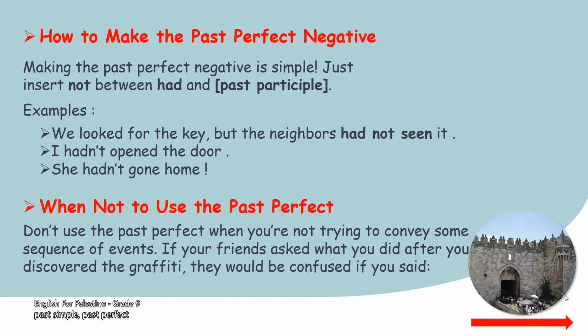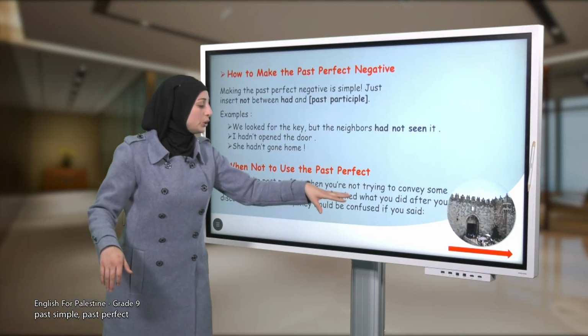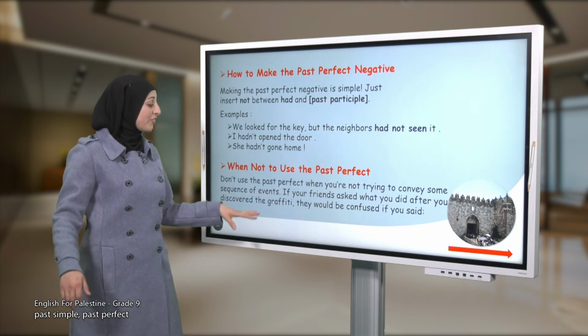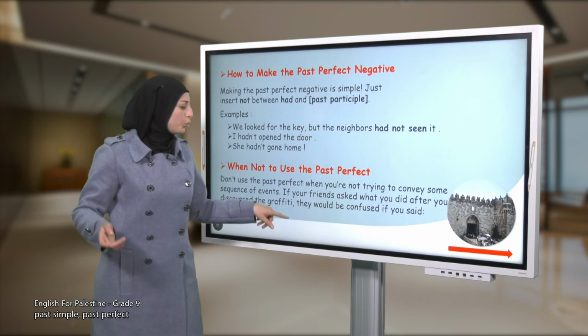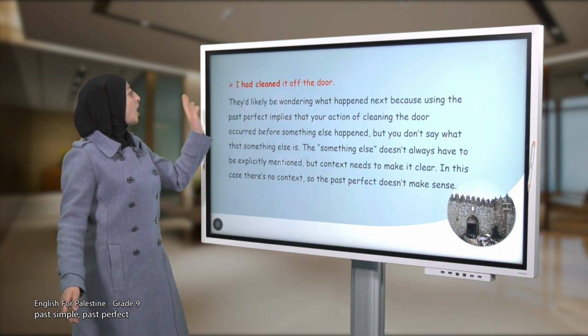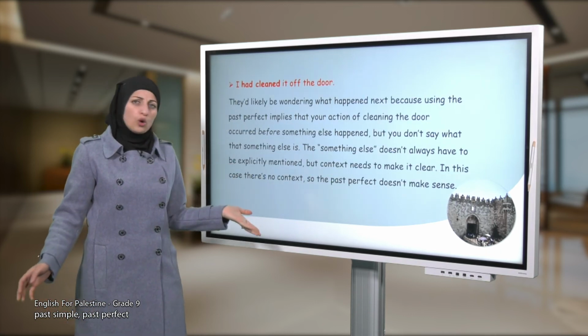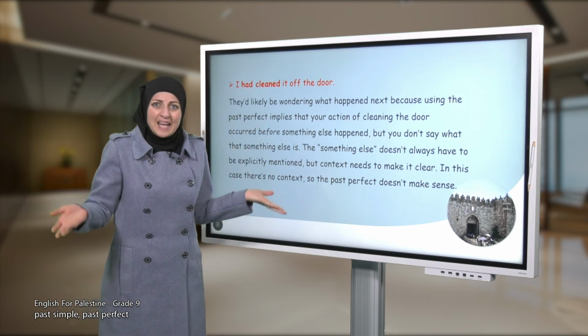At last, you will see when not to use the past perfect. We don't use past perfect when you are not trying to convey some sequence of events. For example, if your friend asked what you did after you discovered the gravity, gravity is painting or drawing, they would be very confused if you said, I had cleaned it off the door. Why? Because they would likely be wondering what happened next.